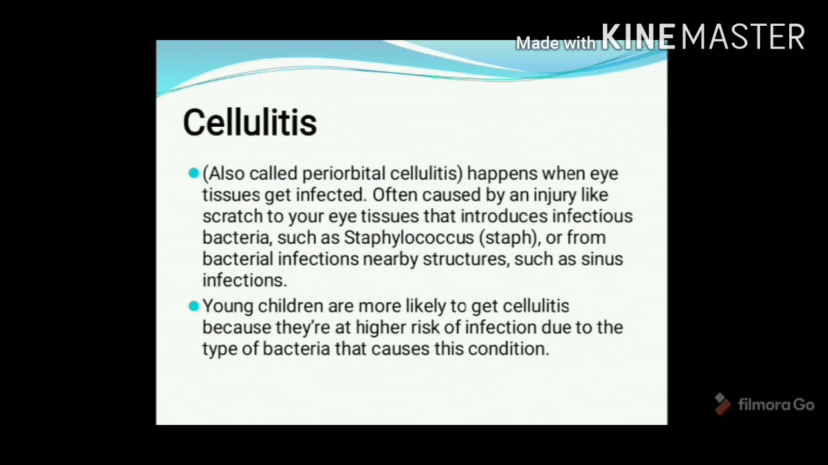Number 7, cellulitis. It happens when eye tissues get infected, often caused by an injury like a scratch to your eye tissues that introduces infectious bacteria, such as Staphylococcus or Staph, that is a group of bacteria that can cause a number of infectious diseases in various tissues of the body.